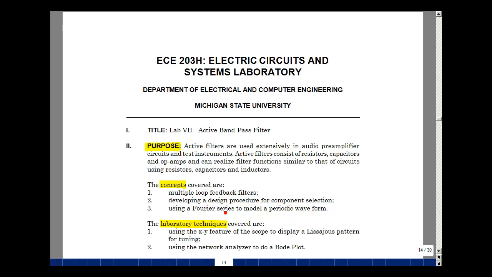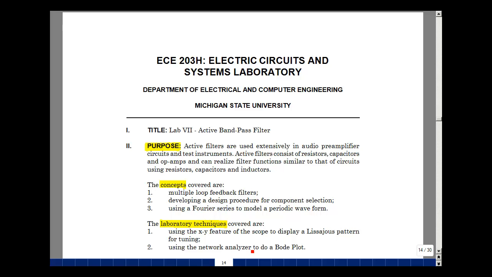We developed a design procedure for picking components, and we looked at using a Fourier series to model a periodic waveform. The techniques we're going to learn in lab is using the XY feature of our Analog Discovery scope to display a Lissajous pattern for tuning. We're also going to use the network analyzer option in the Analog Discovery to do a Bode plot.